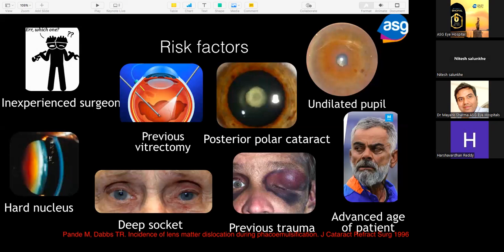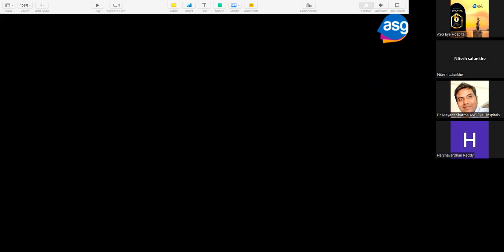Then even in post-vitrectomized eyes, now this could be for many reasons. There could have been a lens touch during the primary vitrectomy or trauma to the zonules. Then some other non-specific risk factors like very advanced age, deep socket, hard nucleus, undilated pupil or post-trauma. And one of the other risk factors that I guess no one talks about is an inexperienced surgeon. There is a study which has reported the risk of PCR with nucleus drop to be up to 14% in trainee surgeons. So this is actually a complication that at some point or the other, irrespective of your skill level, I think everyone has to go through.